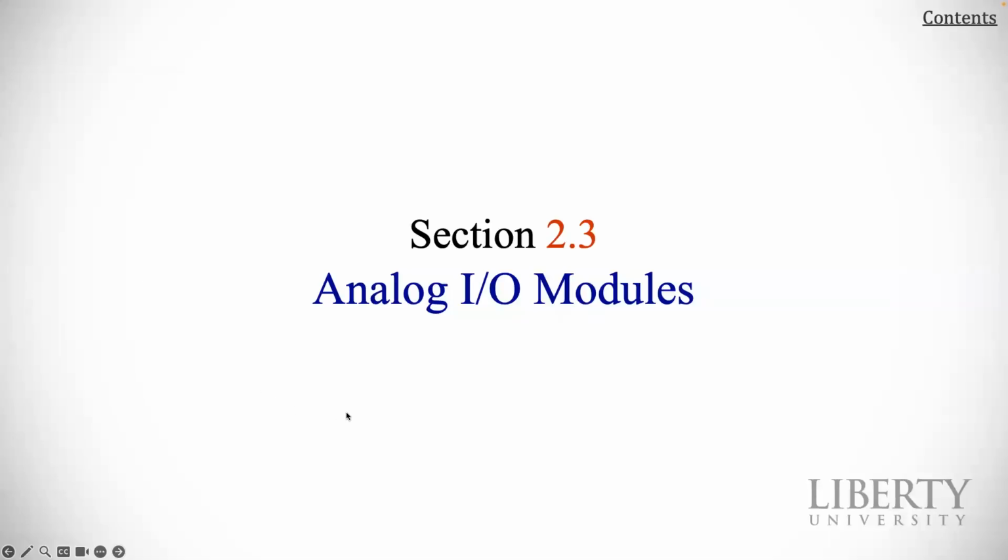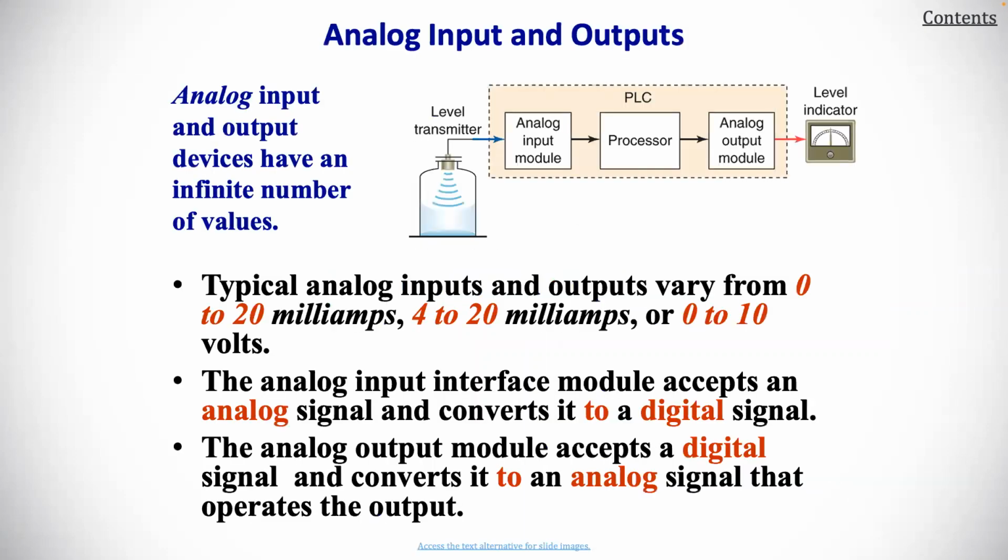Moving on to section 2.3, let's talk about analog I/O modules. Analog input and output devices have an infinite number of values, because we're not talking about discretizing what it would be. Typical analog inputs and outputs vary from 0 to 20 milliamps, 4 to 20 milliamps, or 0 to 10 volts. These are some things that you could have, where you're trying to keep your inputs and outputs within those levels.